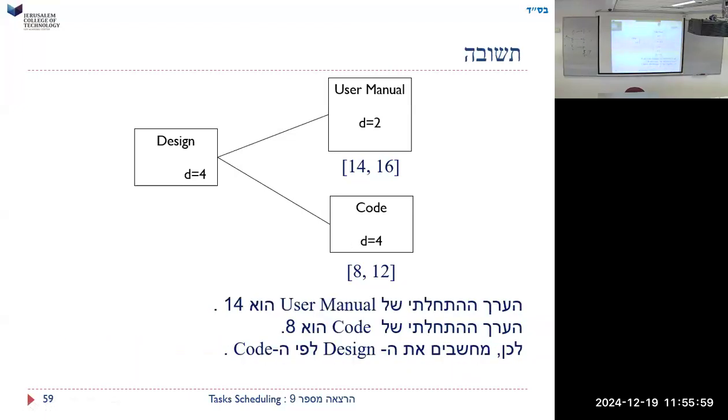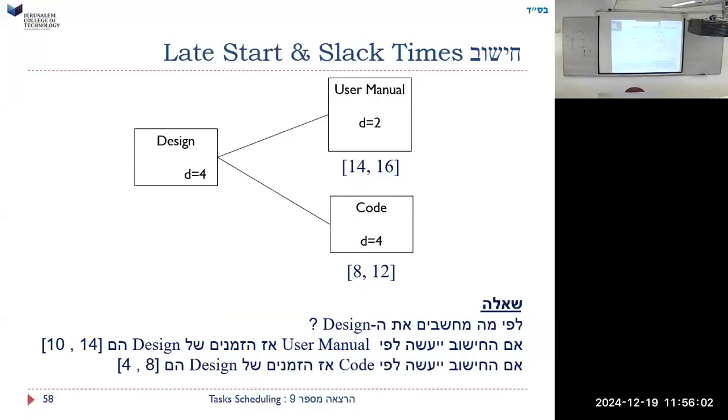4, 8. Well, it finishes at 8, so it starts at 4. Wait. Hmm. So he says, if we do it according to user manual, then we'll say that he started at 10 and went to 14. And if we do it according to this, then it'll be 4 and 8, I meant 4 and 4 duration. Right, 4 and 8. So which one? It's obviously the second one, because otherwise how would we be allowed to start this one if he finished only at 14?